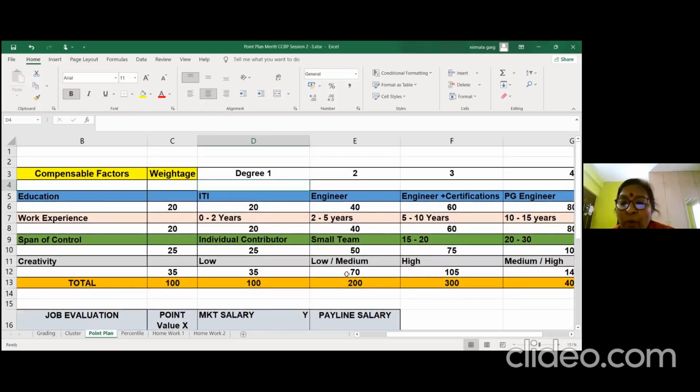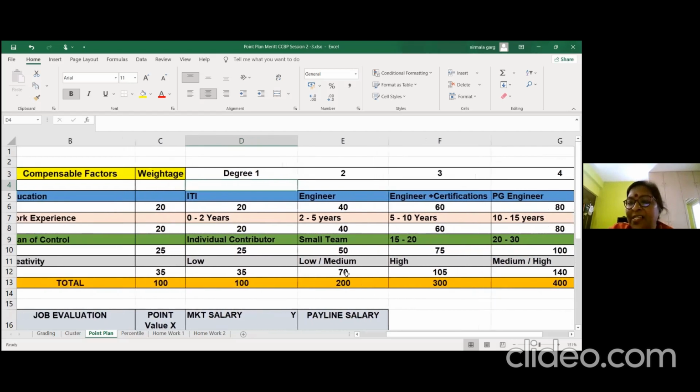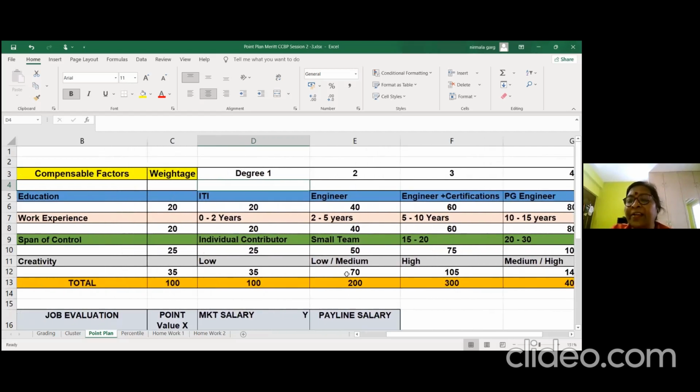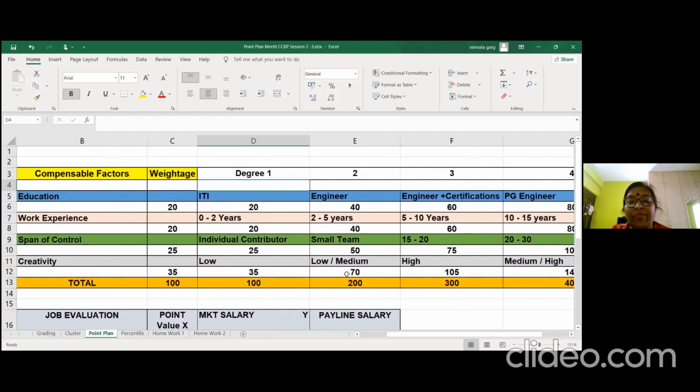So the total points will be what? At education I said I want 80, because I want PG. Then for work experience I said 40. Then for span of control it is 25. And then for creativity I said low to medium. I may have 75 or 35 depending on the job description.